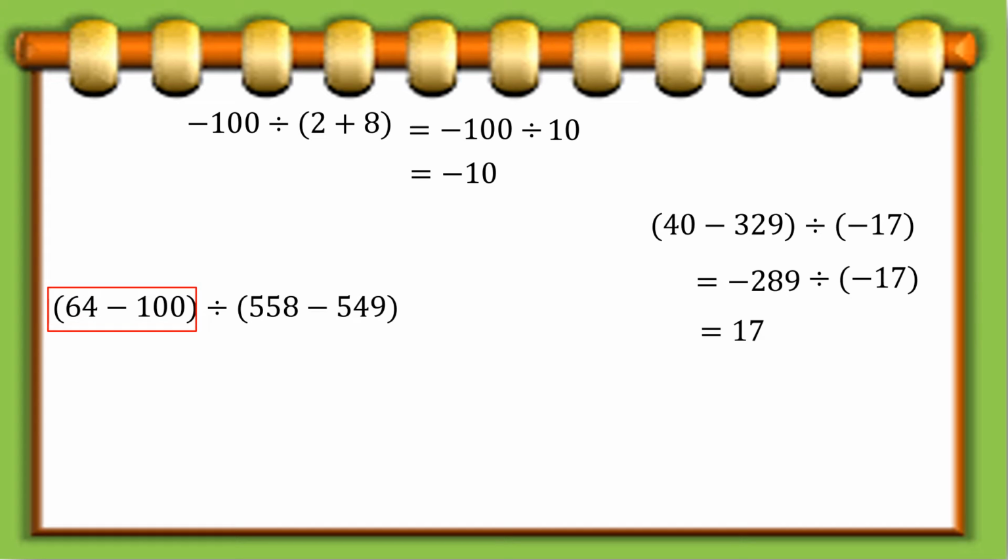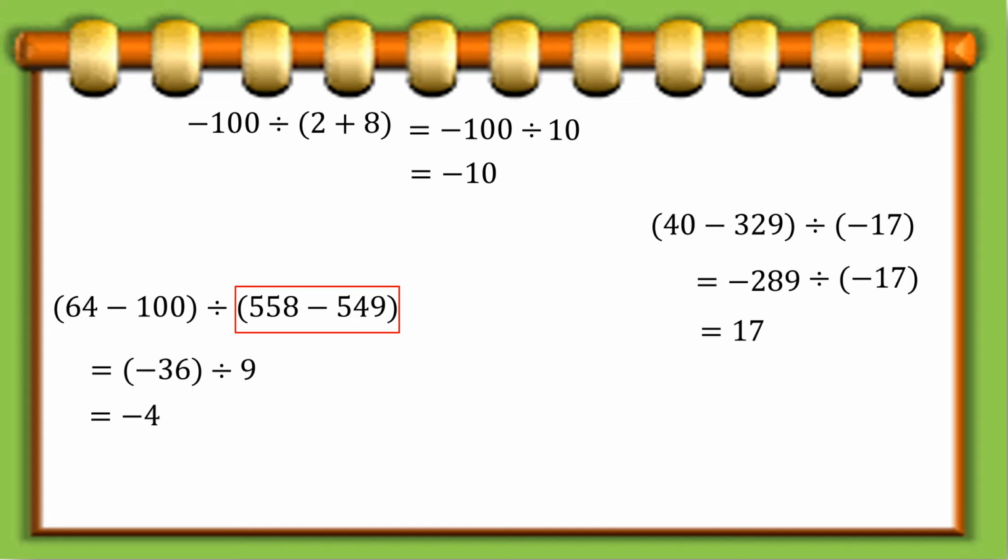Now let us have another one. (64 minus 100) divided by (558 minus 549). So let us deal with the numbers inside the parentheses first. This would be equal to negative 36 and this would be equal to what? Correct. It would be equal to positive 9. And negative 36 divided by 9 is equal to what? Correct. It is equal to negative 4.